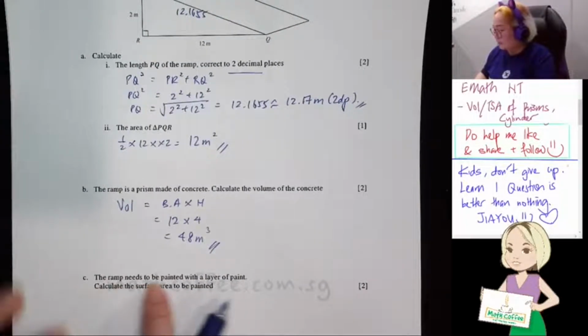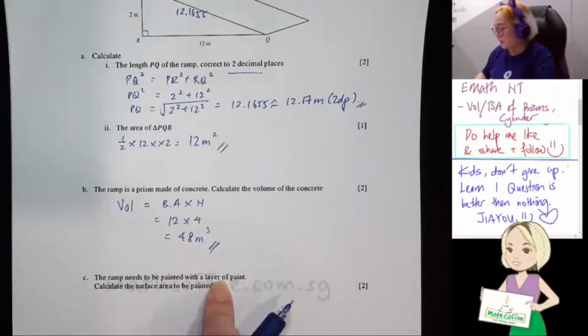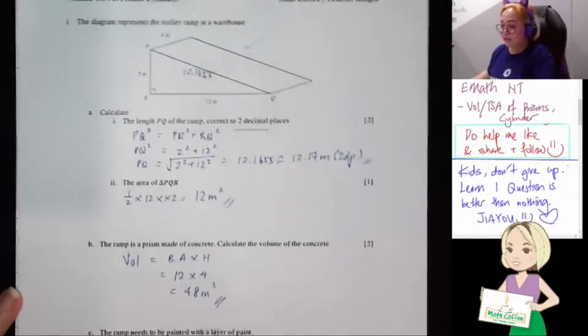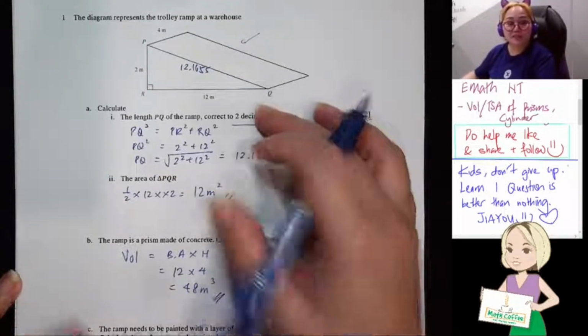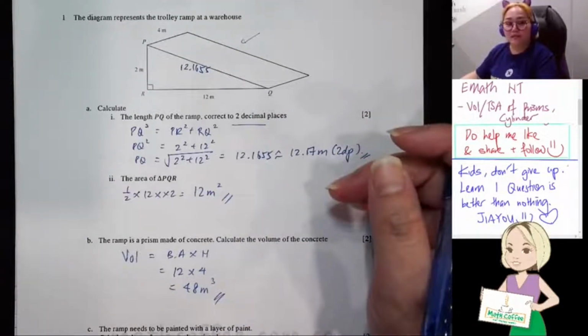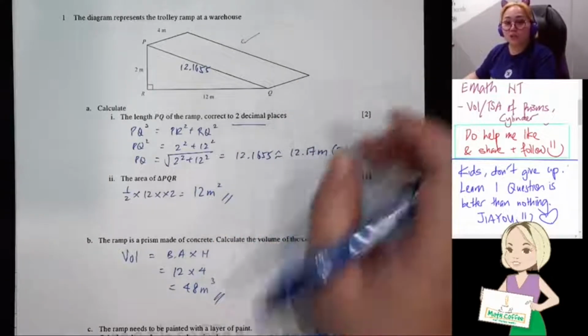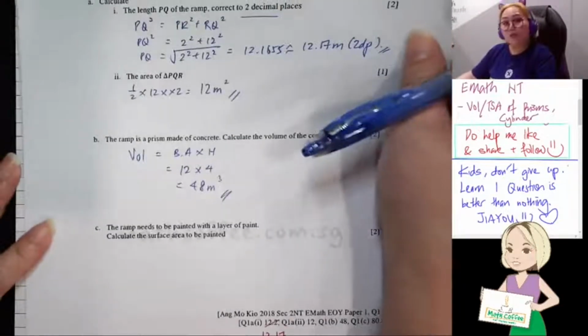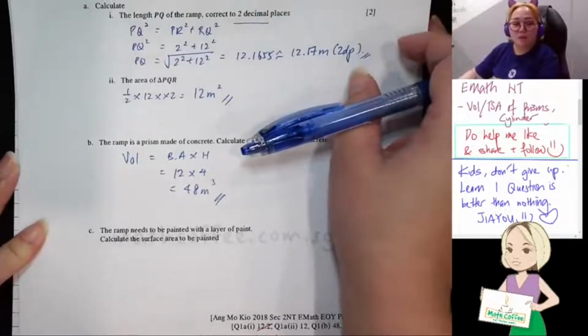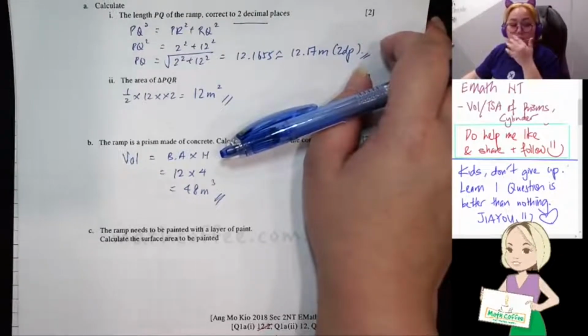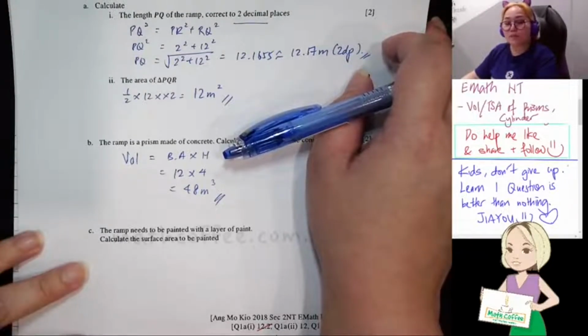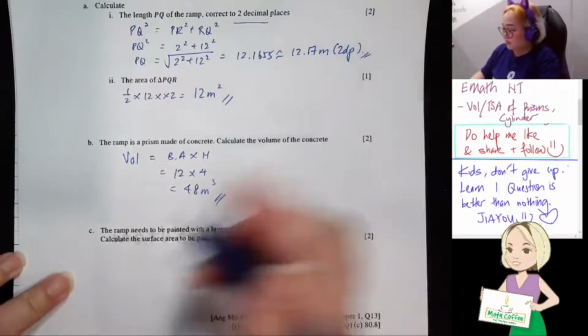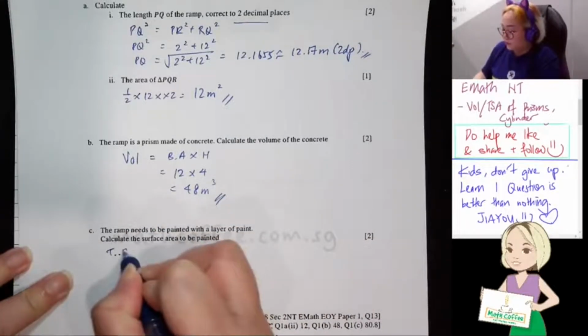Next, the ramp needs to be painted with a layer of paint. Calculate the surface area to be painted. Same thing, you have to visualize that the solid is in front of you. If you want to paint the faces, in other words, it's actually the total surface area. In the previous lesson I did talk about total surface area of a prism. You can use the perimeter of the base. Okay, so I'm going to find the total surface area first.